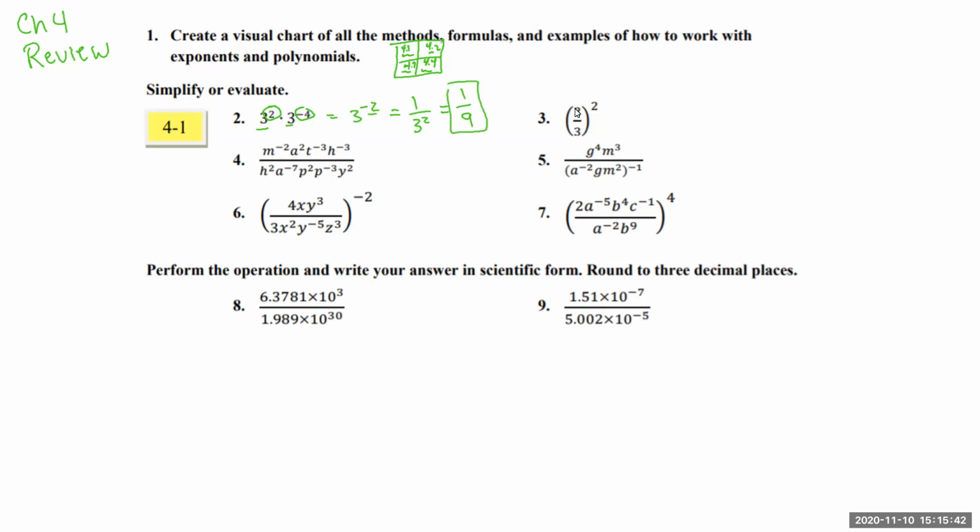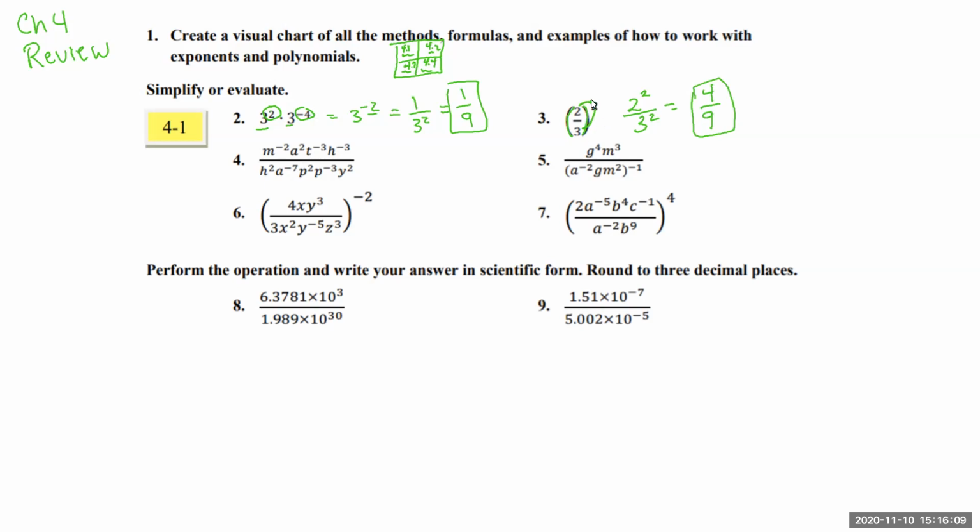Going on to number 3, we have an exponent and it's being multiplied in, essentially. So we're going to take this exponent and bring it to the 2 and to the 3. We're actually going to have 2^2 and 3^2. Then 2^2 is going to equal 4, and 3^2 is going to equal 9. So our final answer for number 3 is going to be 4/9.